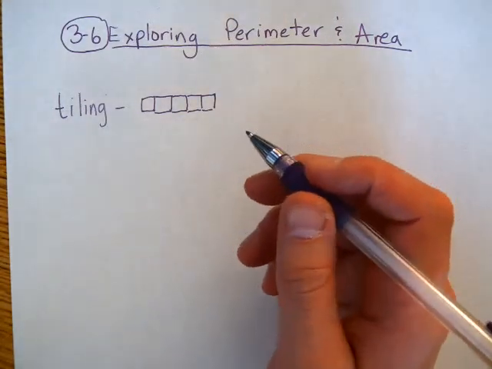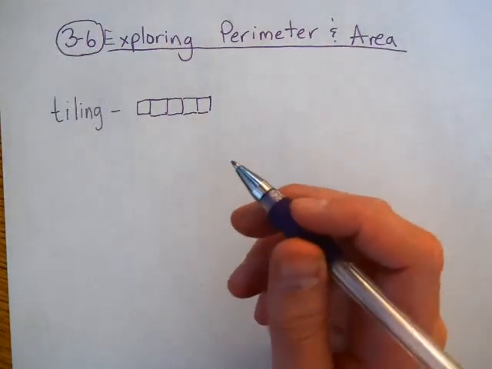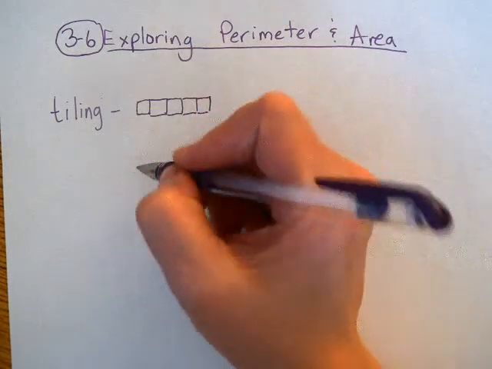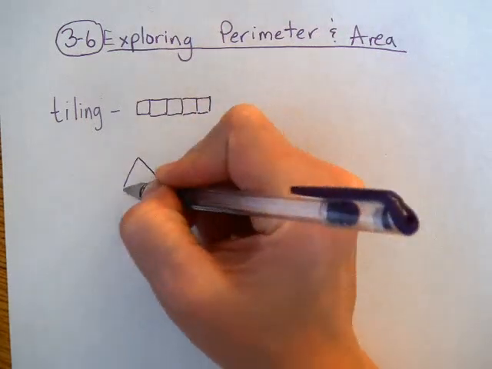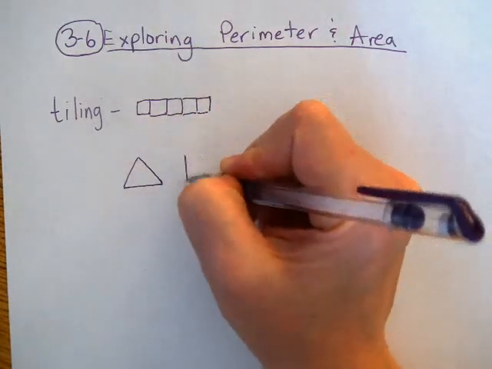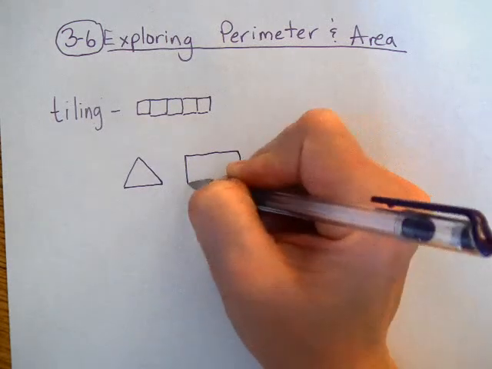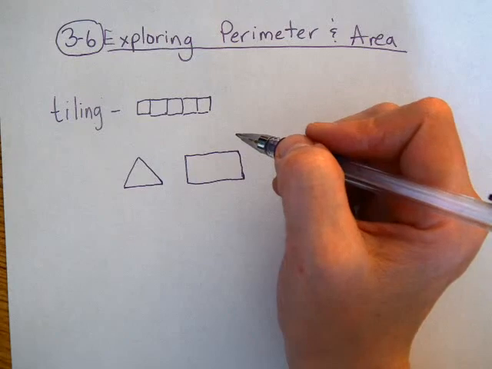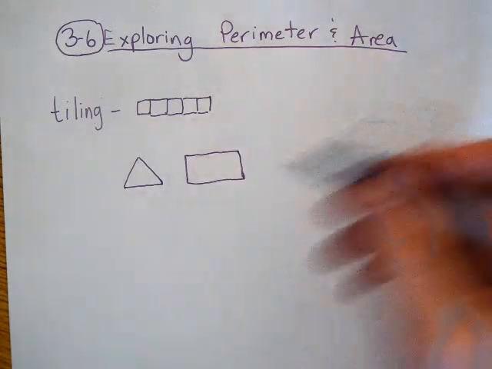The key concepts we want kids to be able to do: we want them to be able to compare the properties of triangles and rectangles, so thinking about how these things are related. And we want them to be able to tile equal areas with different size pattern blocks.